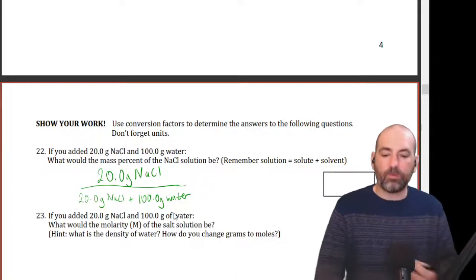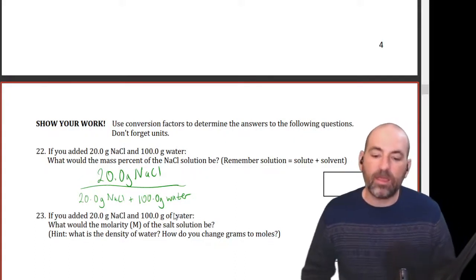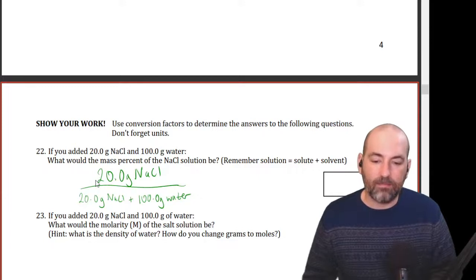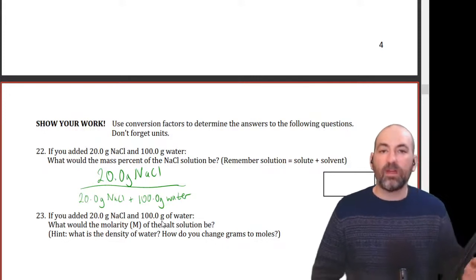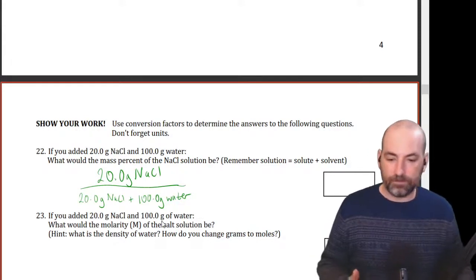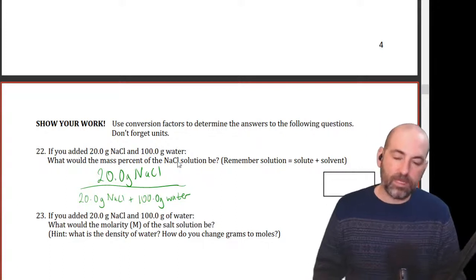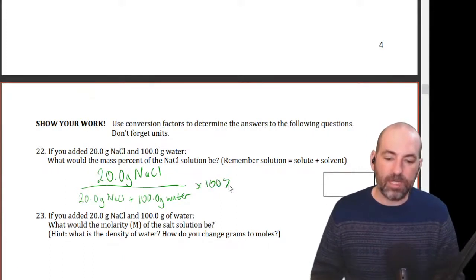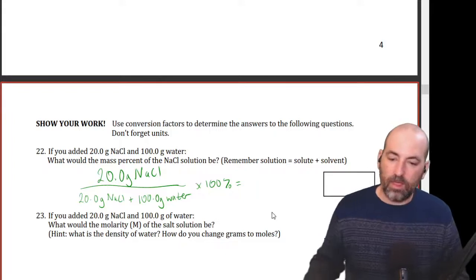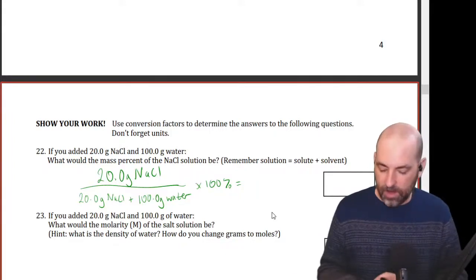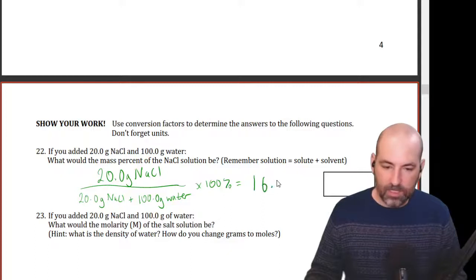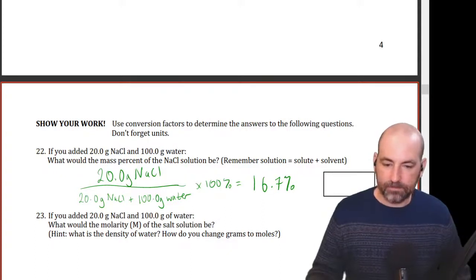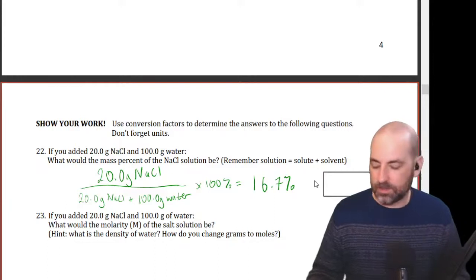One common mistake I see in calculating mass percent is simply dividing the mass of the solute by the mass of the solvent. That's incorrect. It's the mass of the solute divided by the total mass of the solution. And then this becomes a decimal, so we multiply it by 100% to make a percentage. And we end up with 20 divided by 120, which is about 16.7%, if we're sticking with three significant figures there.